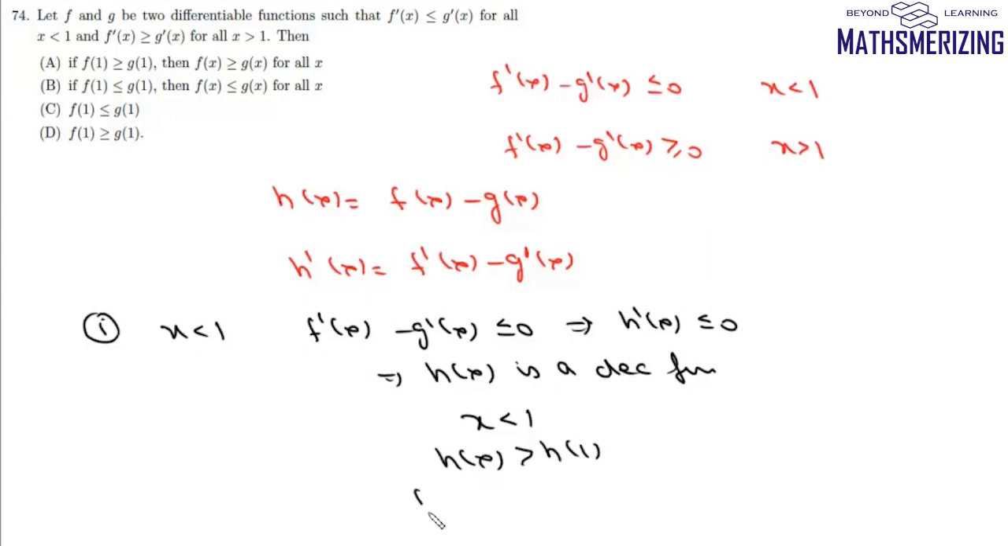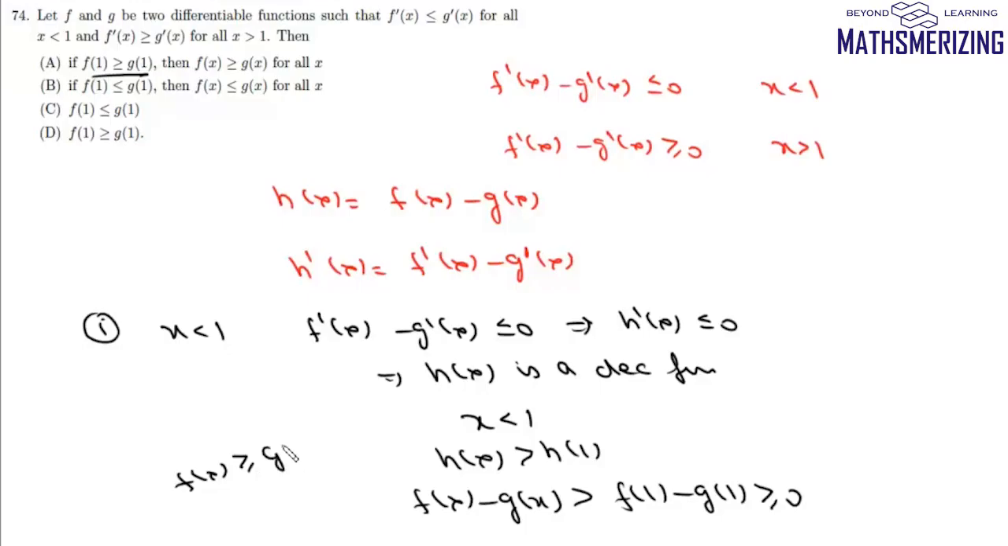Now what is h(x)? h(x) is f(x) minus g(x), and it will be greater than f(1) minus g(1). If f(1) is greater than g(1), then f(1) minus g(1) is greater than or equal to 0. So from here we can say f(x) must be greater than or equal to g(x). So when x is less than 1, f(x) must be greater than or equal to g(x) if f(1) is greater than g(1).